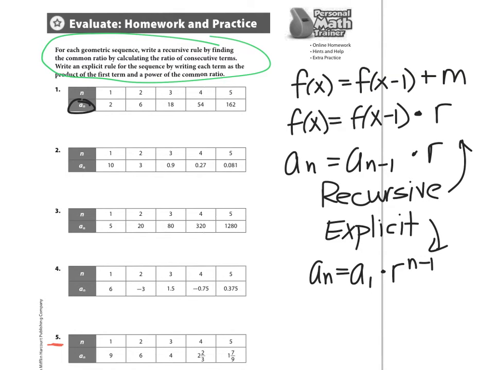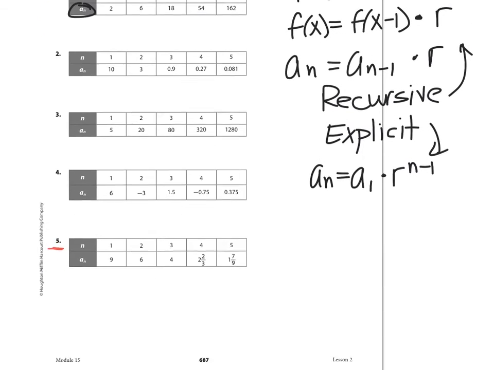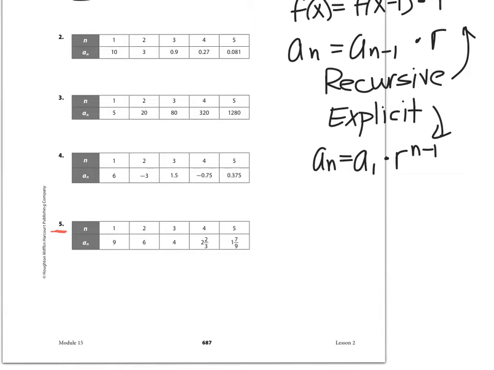Okay, so now let's look at that for problem number 5. First of all, we've got to figure out what our r is. So right here, we're going down. Okay, so remember what we said. Take your second term, divide it by your first term. So if I simplify that, 6 divided by 9 is 2/3. That's my r.